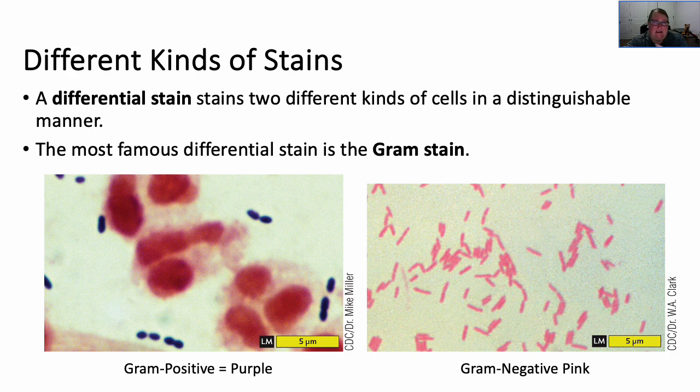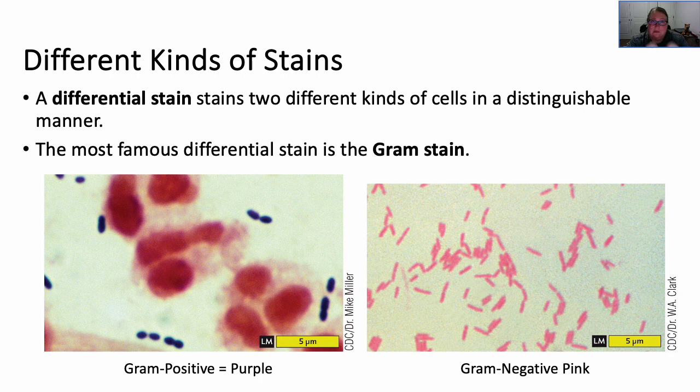Okay, so a differential stain is a method of staining that's going to allow us to tell the difference between 2 kinds of cells. And it's going to allow us to see them and be able to separate them in our minds. Now, we have a lot of different types of differential stains. We're going to talk about a few towards the end of this lecture, but right now we're going to talk about the most famous differential stain on this slide.